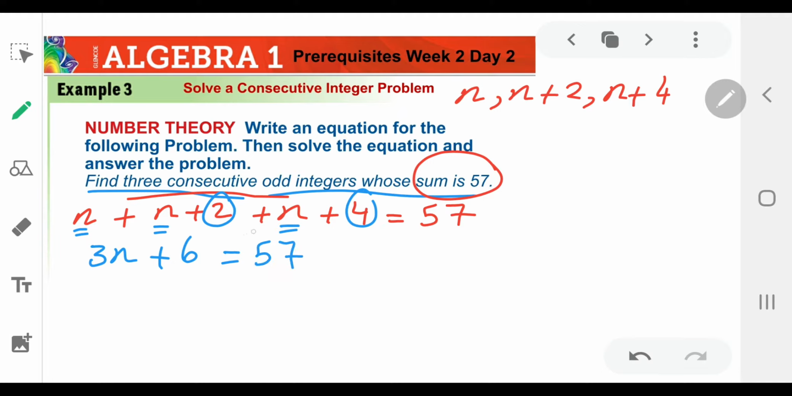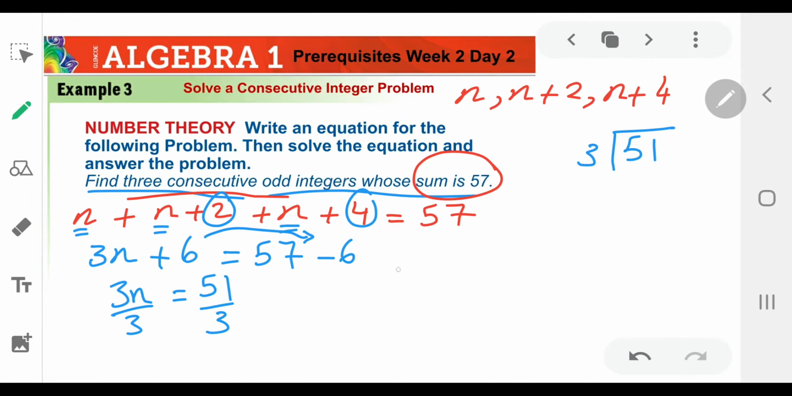A simple multi-step equation. I would drag the 6 to the other side with the opposite sign. So it will be 3n equals 57 minus 6, which is 51. I would use the long division to divide by 3 to find the value of n.